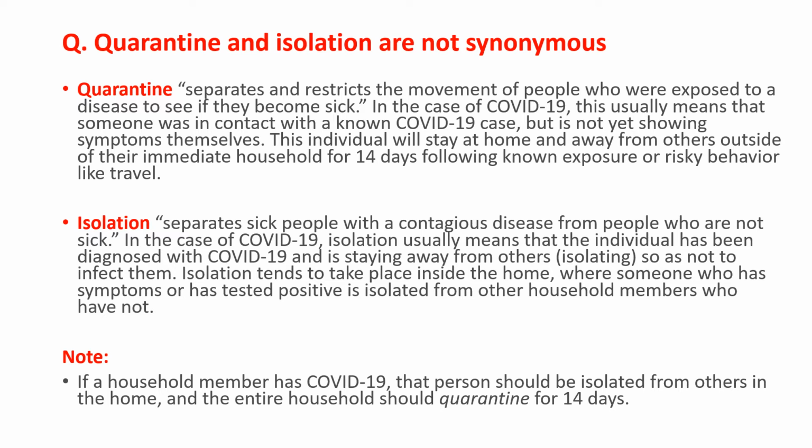And isolation is separating the known sick person who is already known to be infected from individuals who are not infected or not sick. So isolation tends to take place inside the home when the person is asymptomatic positive, whereas someone who has symptoms or has tested positive is isolated from the household members who have not. It is important to know that if a household member has COVID-19, that person should be isolated from others in the home and the entire household should be in quarantine for 14 days.